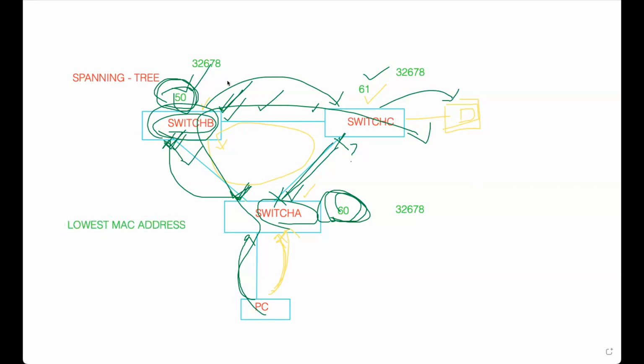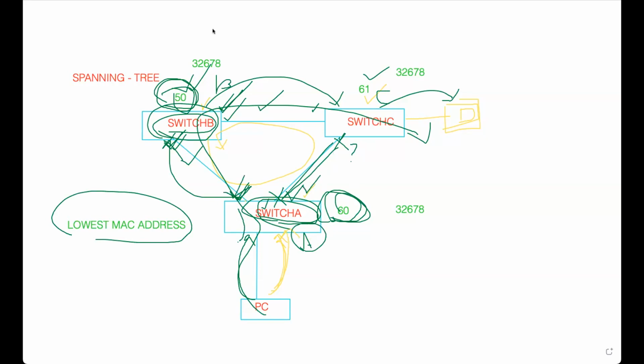So if the priority matches in all switches, whichever switch has the lowest MAC address will become the root bridge. So let's say switch A has the... and remember, the MAC address is the vendor-given MAC address. Vendors decide the MAC address when they manufacture the switch, right? So every device has its own unique MAC address. Let's say this MAC address is AA, this is BB, this is CC, and AA is smaller. So this one will become the root bridge.